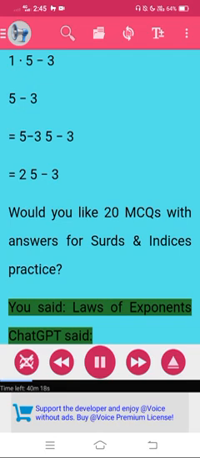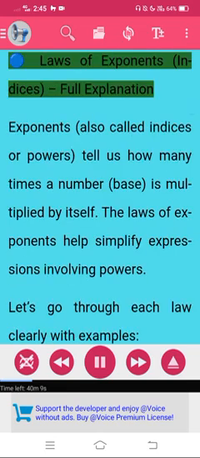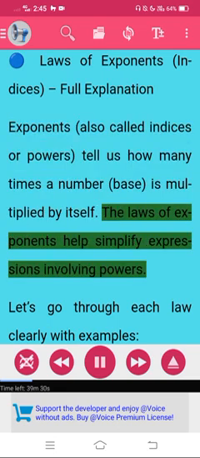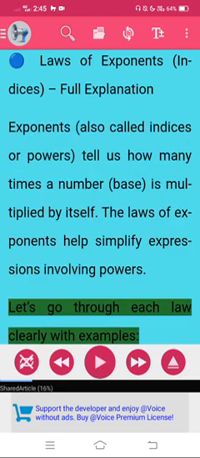You said: laws of exponents. ChatGPT said: Laws of exponents (indices), full explanation. Exponents, also called indices or powers, tell us how many times a number, the base, is multiplied by itself. The laws of exponents help simplify expressions involving powers. Let's go through each law clearly with examples.